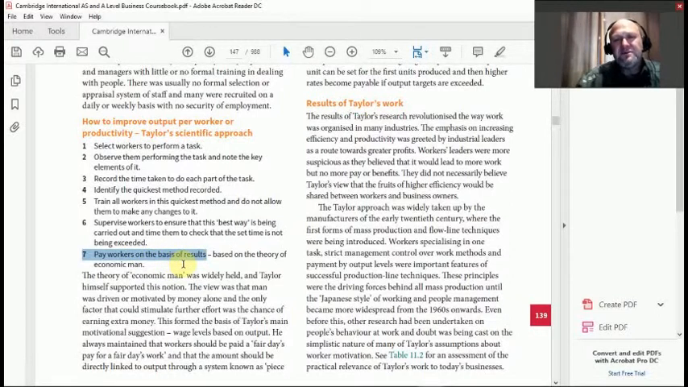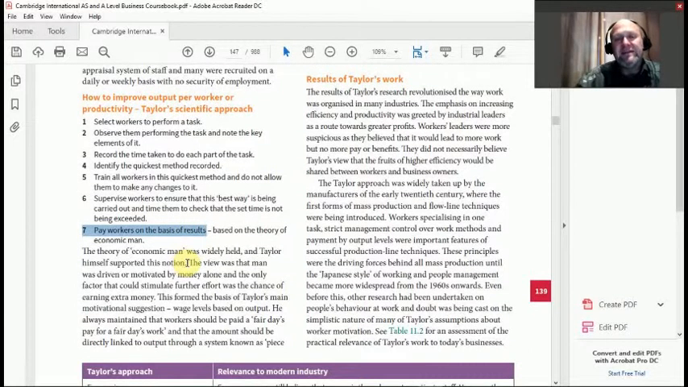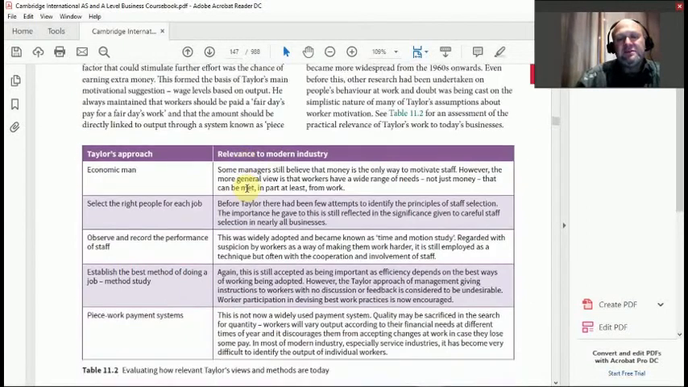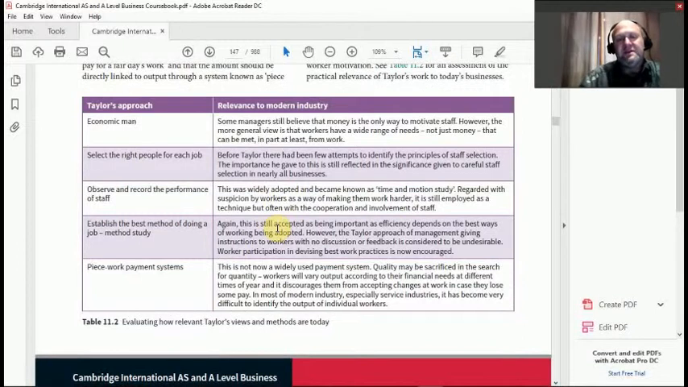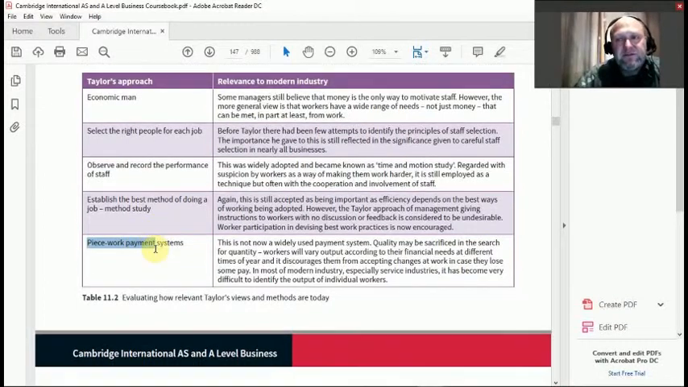Now his theory was pretty strong in terms of the motivation, and at that time was money, but it was more about survival. But Taylor's approach had a few holes in it. But bottom line is, if you broke it down into this table that they've got here: economic man, that's the main motivator; select the right people to do the job, observe them, record the performance, and then establish the best method for the job. So in other words, method study, and then pay them according to the work that they've done. So piecemeal. Okay, very effective way of managing in those times.